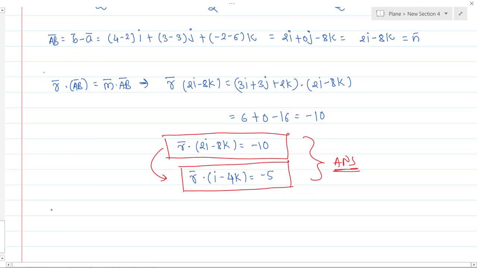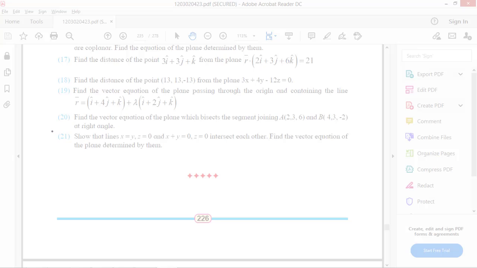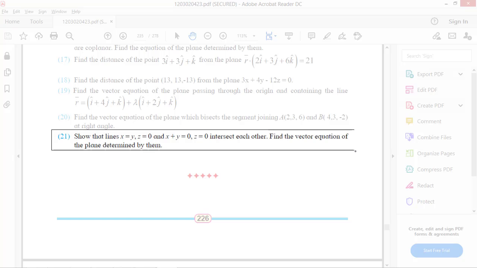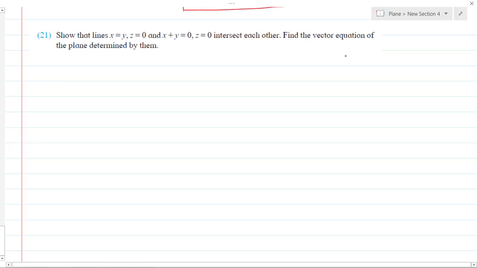Okay, so let's start the last question of this video, this exercise, this miscellaneous exercise, and also this topic. Last question. Show that the lines, perfect. Okay, so what are the lines we have here.